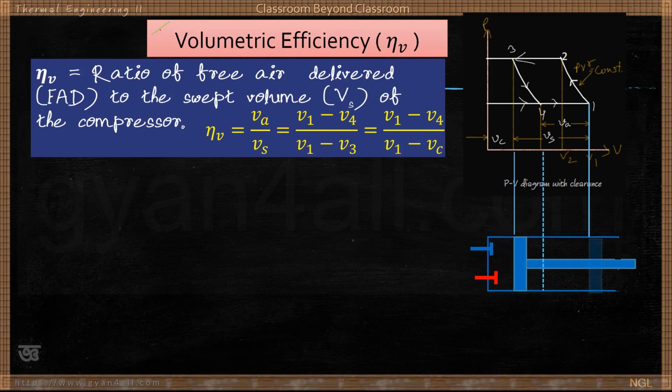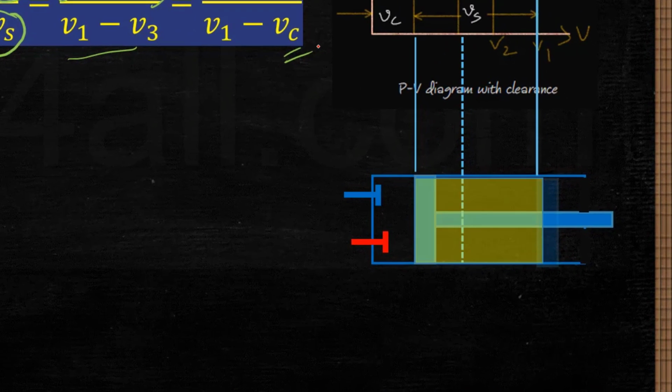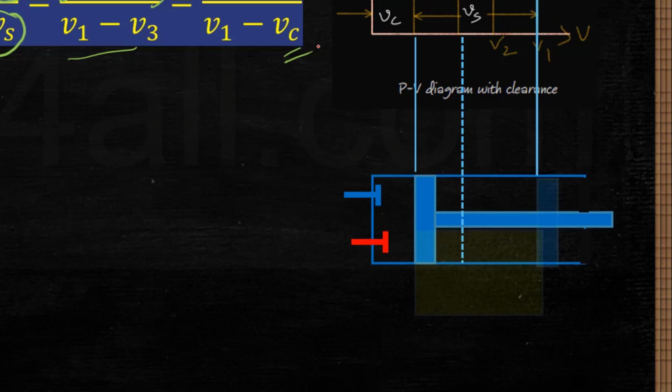Now we will see what is volumetric efficiency, eta V. The volumetric efficiency is the ratio of free air delivery to swept volume. Free air delivery is the actual volume VA, that is V1 minus V4, divided by swept volume VS. So V1 minus V4 is free air delivery, and you see V3 equal to VC.